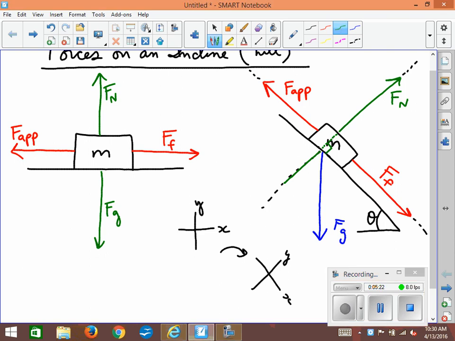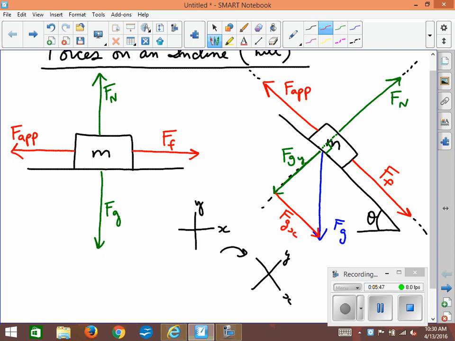What we were trying to do here is resolve the gravity into its vertical component, but it's not really vertical anymore. It's the y component, right? I'll call it Fg with a little y to remind us that. And then we also have to draw in the x component on our axis. So this would be Fgx.